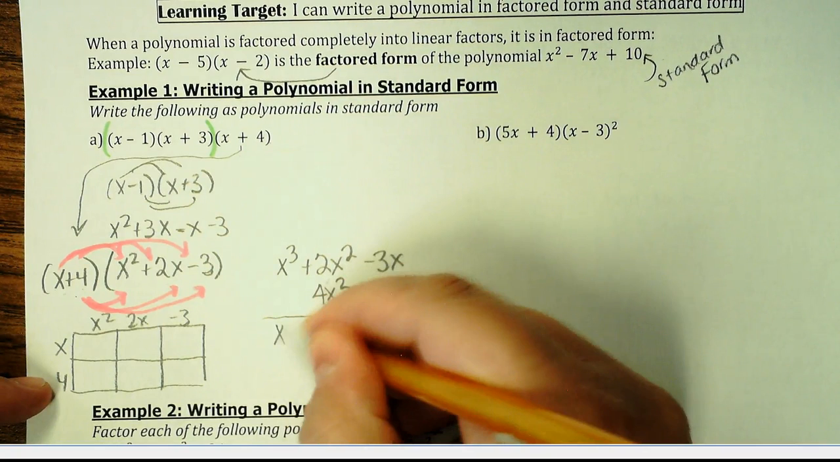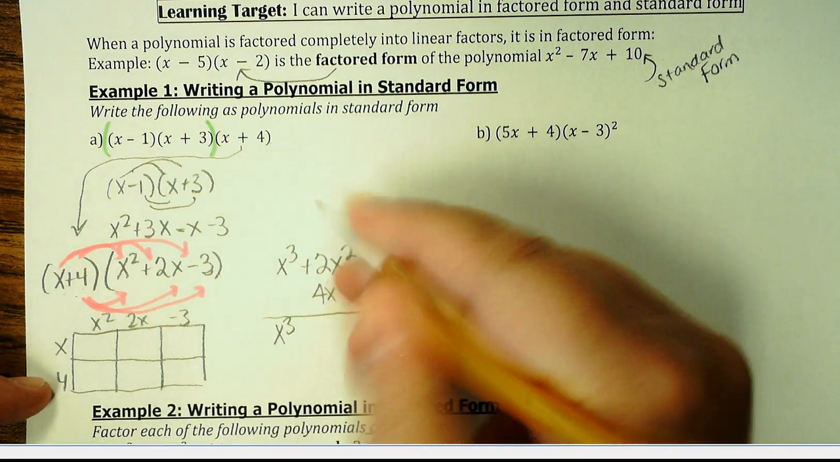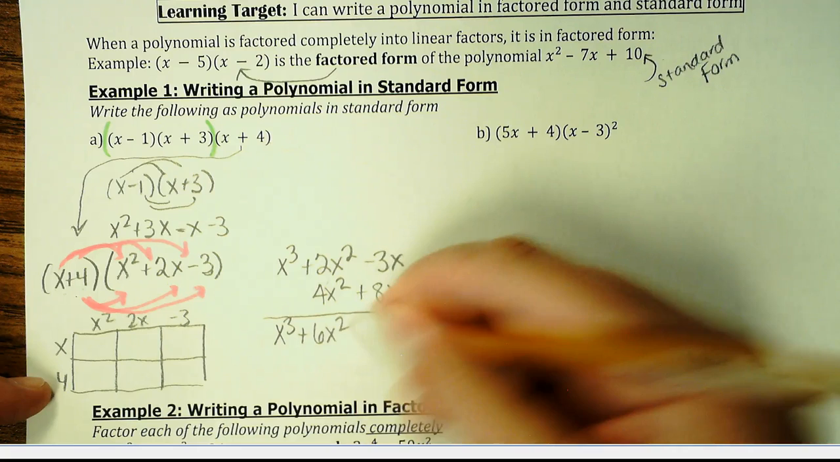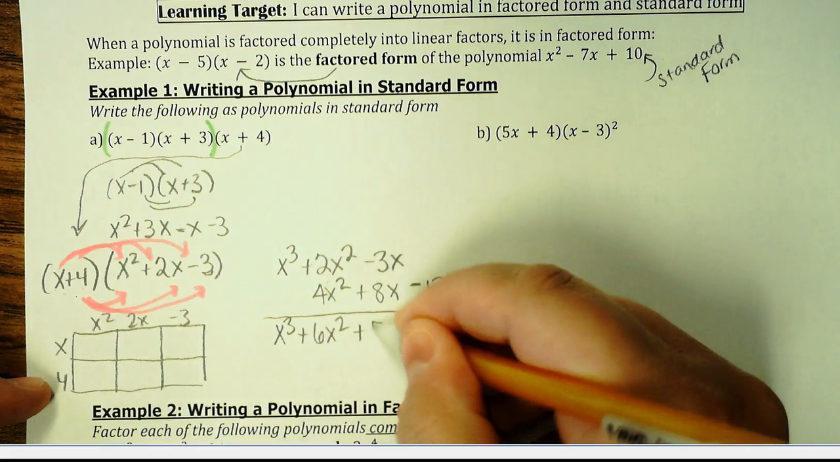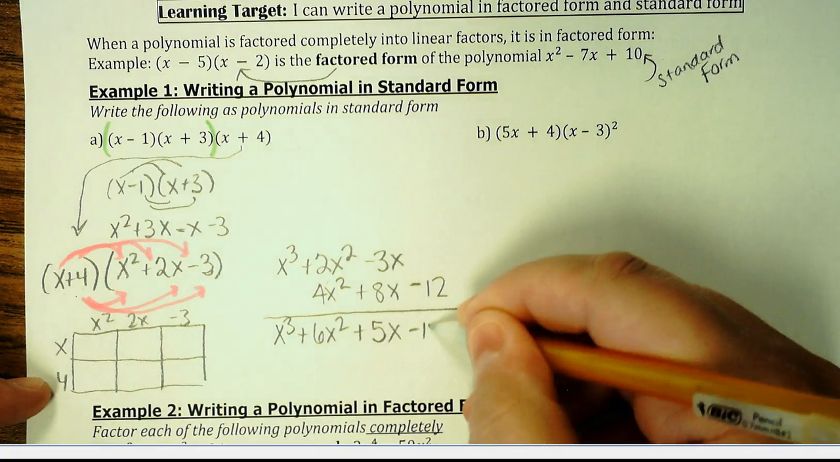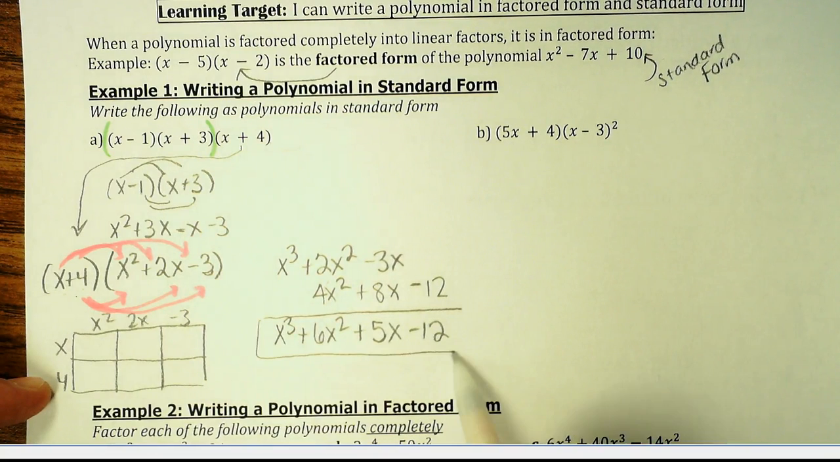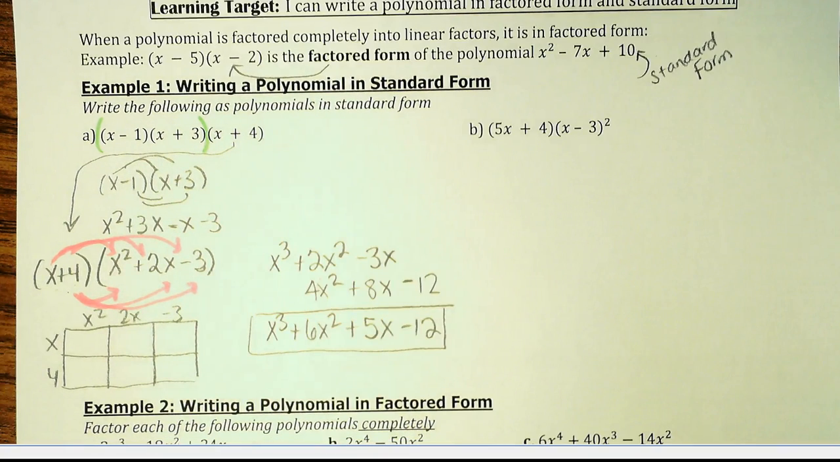So I only have 1x cubed. Add these together, you have 6x squared. Negative 3 plus 8 is 5x's, and then there's nothing to combine the 12 with. So this is standard form of that polynomial.